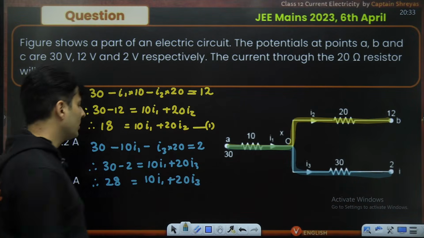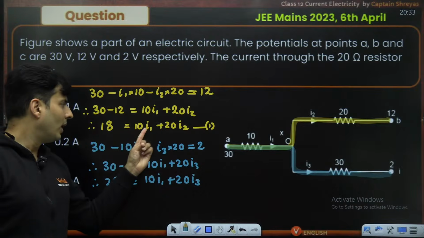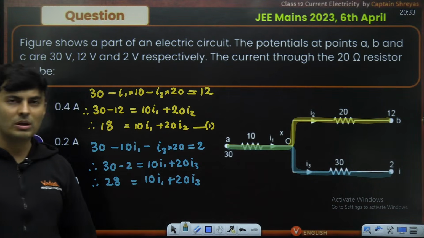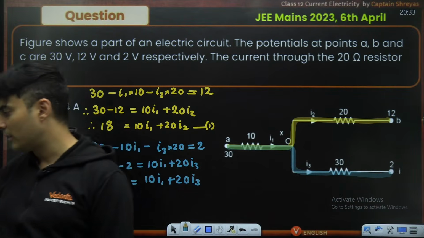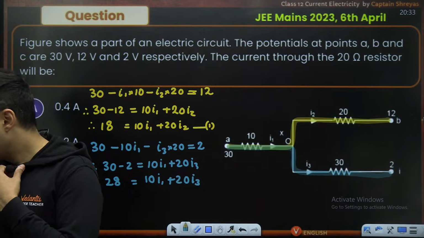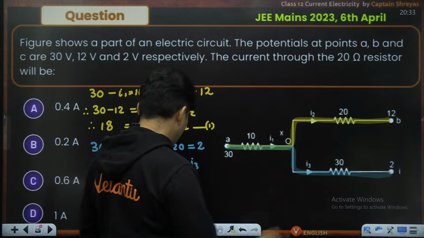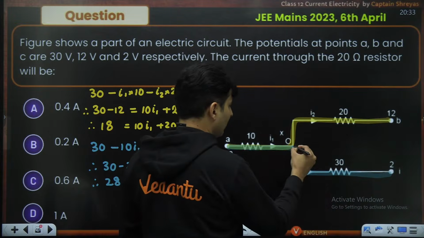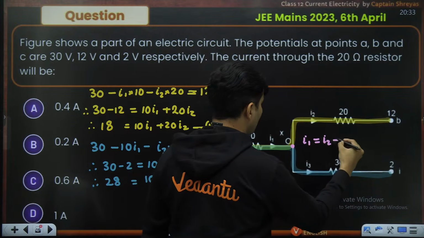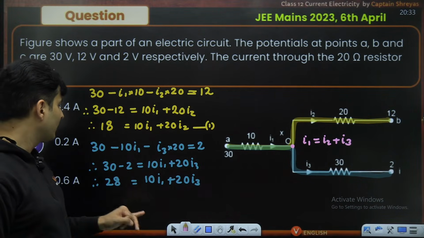This is my second equation, but I am not very satisfied with this because I have three variables, I1, I2 and I3, and I will only get two equations, which is not solvable only mathematically. Yeah, that is the problem. So what do we do now? I have an idea. If you apply Kirchhoff's current law at this particular junction, I1 will be nothing but I2 plus I3.